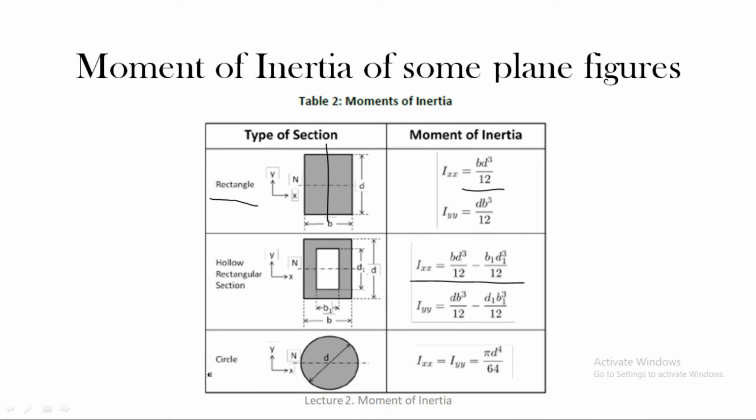Then we studied the formula of the moment of inertia of the circle. The moment of inertia of the circle about the x-axis and y-axis is the same, that is, I_XX is equal to I_YY, and that is pi by 64 d raised to 4. Please note this formula. Please write this formula in your notebook because we will need it.